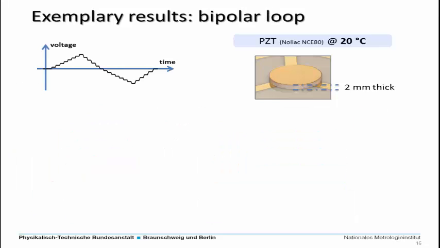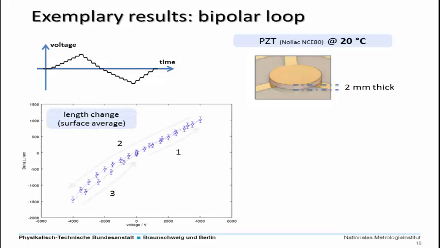More familiar for you may be the following. If we have a look not at these surface images and not at these cross sections, we can also evaluate the data in a way that it looks like such a bipolar loop. All these data points are evaluated as the surface average length change of the sample.